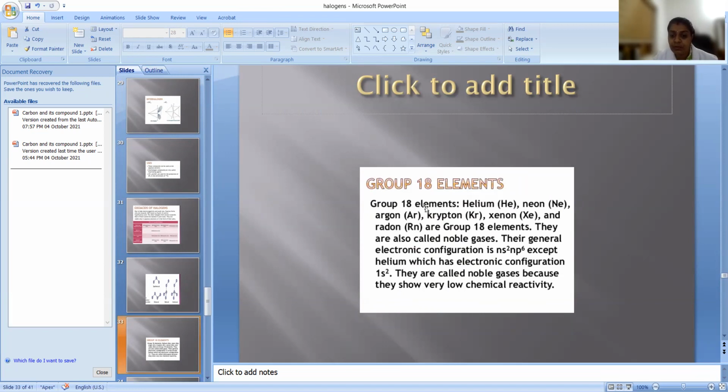Group 18 elements are helium, neon, argon, krypton, xenon, and radon. They are also called noble gases. What is their outer electronic configuration? ns2 np6, fully filled. But for helium it is only 1s2 because it has only 2 electrons. They are called noble gases because they show very low chemical reactivity.